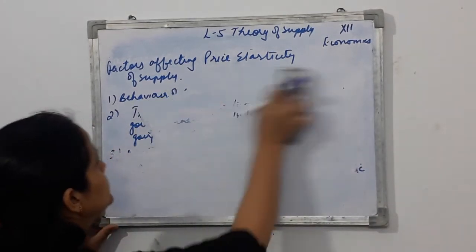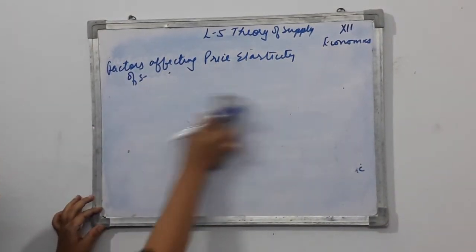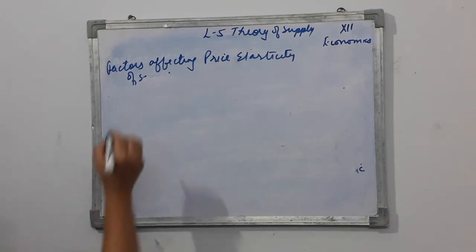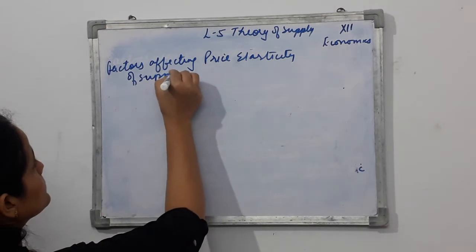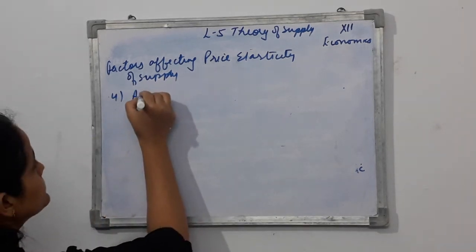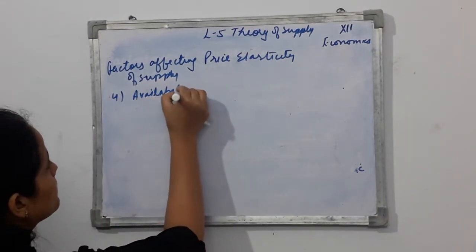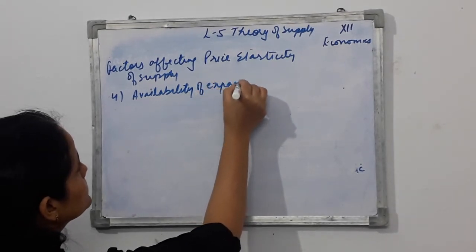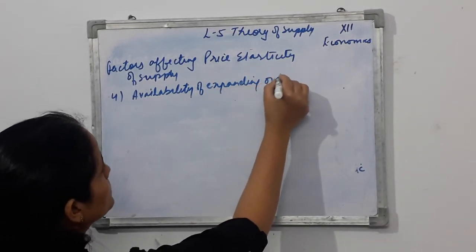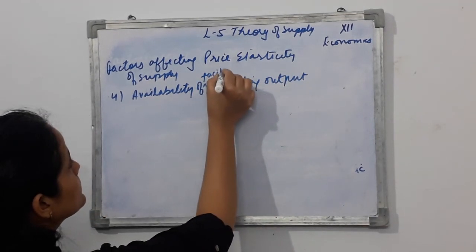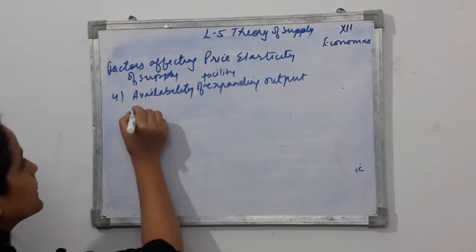Now we move to the fourth factor. The fourth factor is availability of facilities for expanding output. Availability of facility.